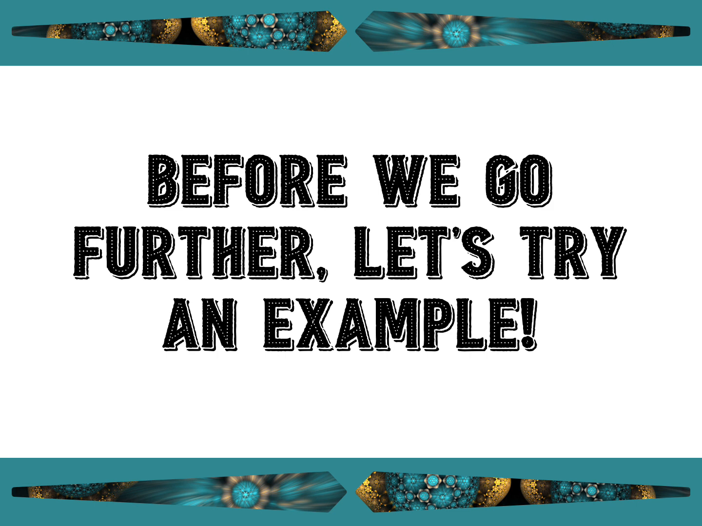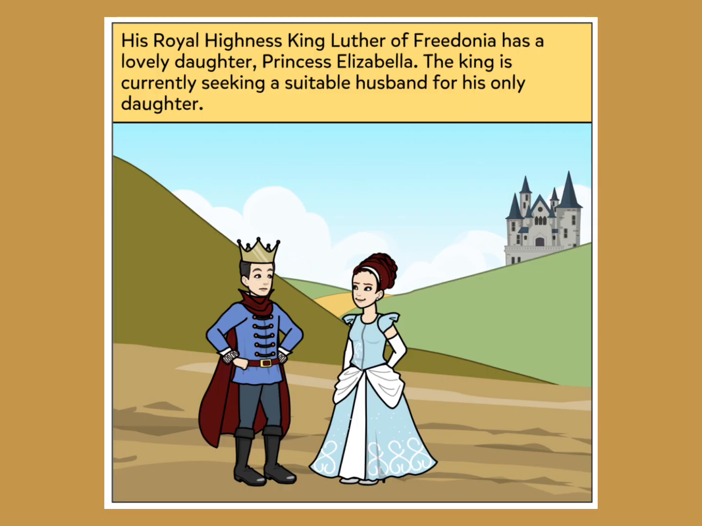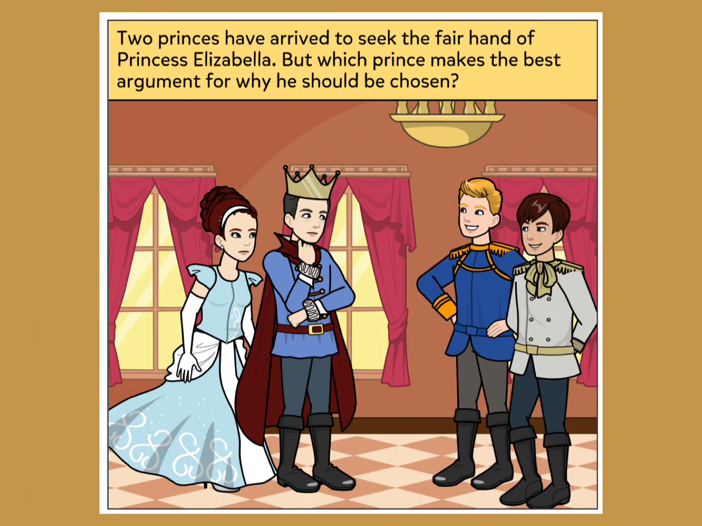So before we go further, why don't we try an example? Let's look at a little story. His Royal Highness, King Luther of Fredonia, has a lovely daughter, Princess Isabella. The king is currently seeking a suitable husband for his only daughter. 2 princes have arrived to seek the fair hand of Princess Isabella. But which prince makes the best argument for why he should be chosen? Let's look at their arguments.